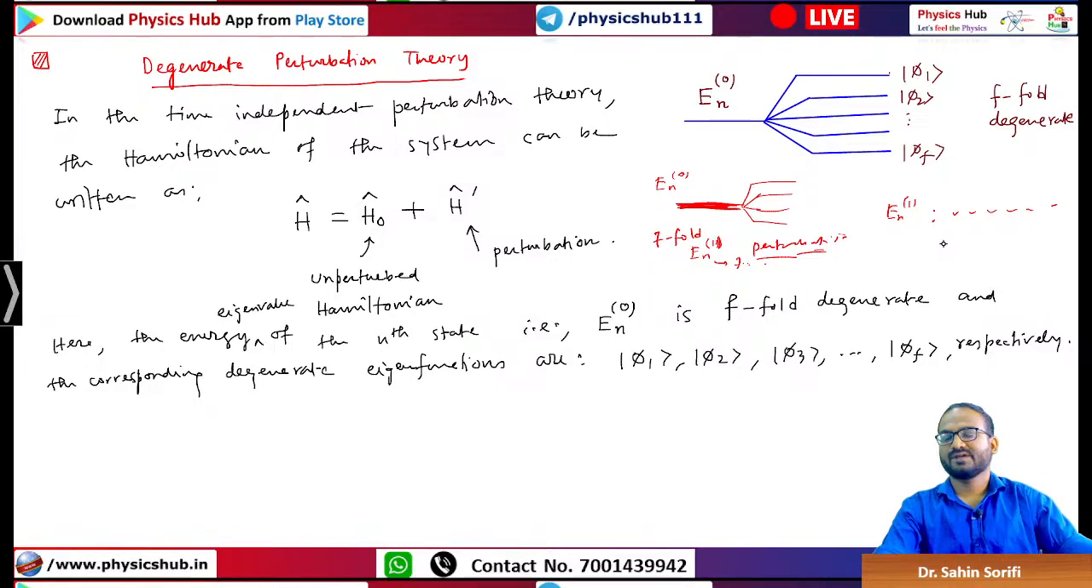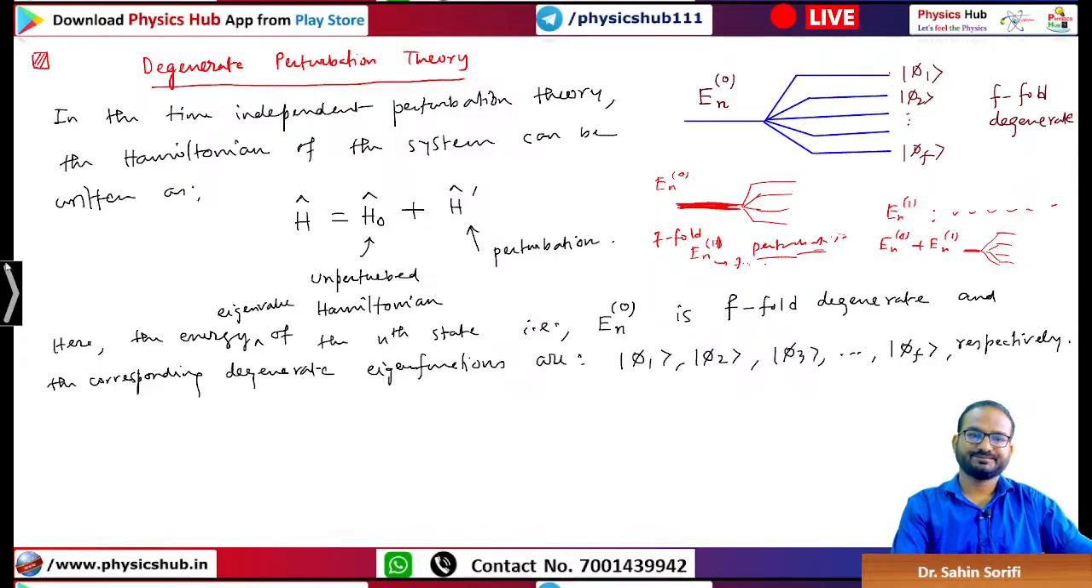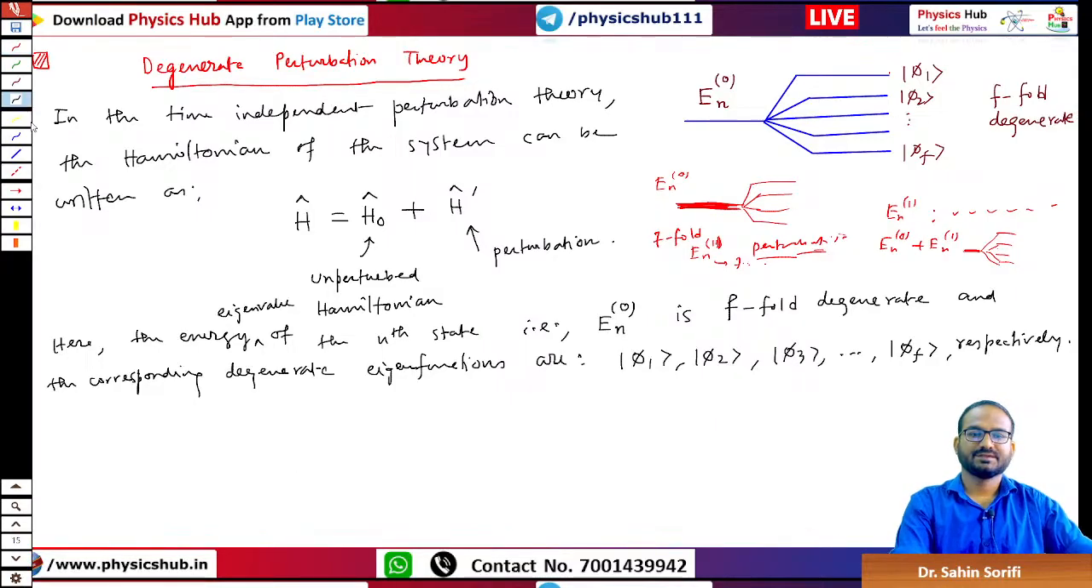And you know the total energy is calculated by adding this En0 with this correction. So if En1 is different, we will get 7 different values, 7 different levels. So previously it was 1 degenerate level. The perturbation is just lifting the degeneracy. Okay, this is the overall concept.